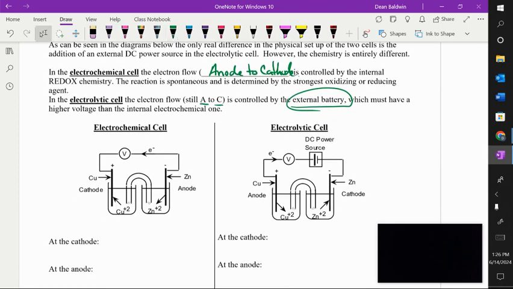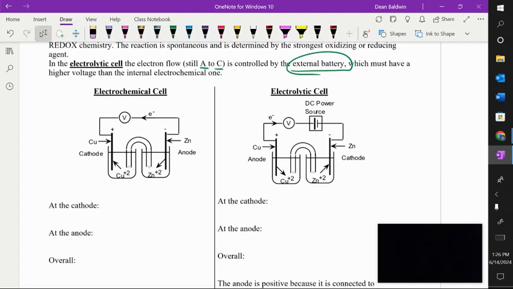So if we look on the left here, we got an electrochemical cell. We have a zinc anode with zinc ions. We got a copper cathode with copper. At the cathode, because the electrons are flowing this direction, the copper 2+ is picking up the electrons to form copper solid. And the zinc is oxidizing to provide that.